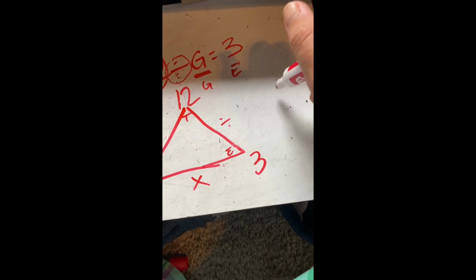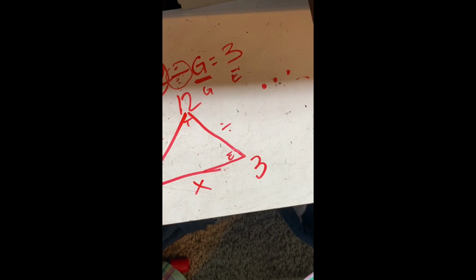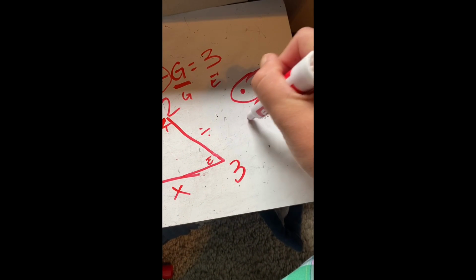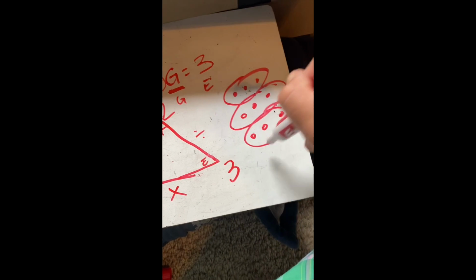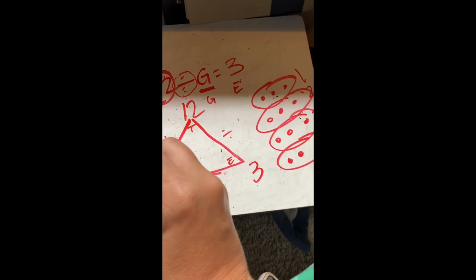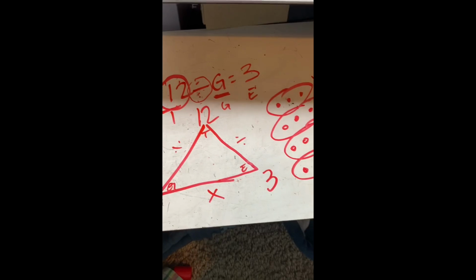So if I have 12 and I give 3 to one person, it's 3, 6, 9, 12. How many groups did I have? 1, 2, 3, 4. I had 4 groups. So the answer to this problem is 4.